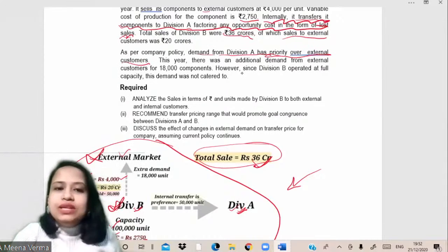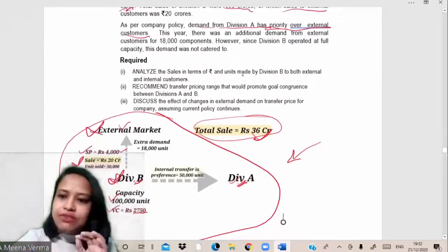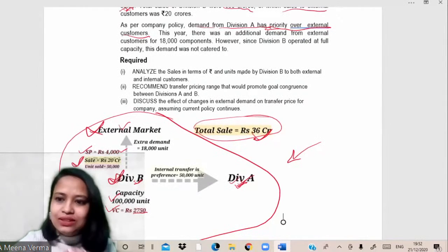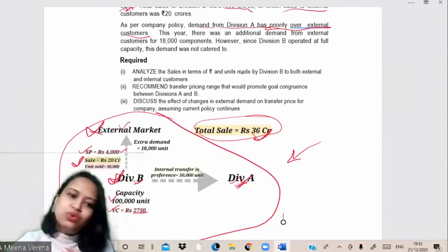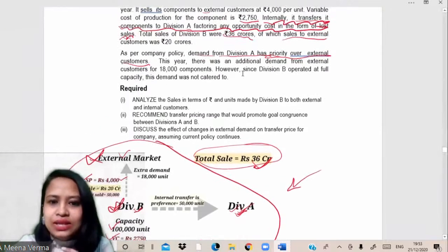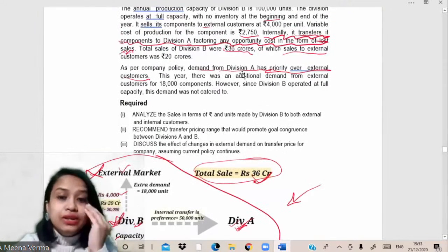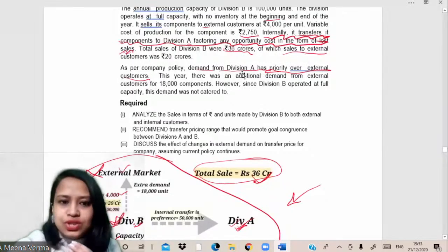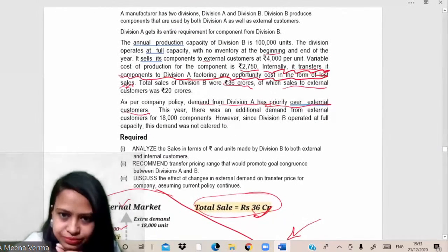So this is the company's policy that they will first give the priority to their internal division, then they will sell their goods to the external market. So they will first give their entire goods to Division A.